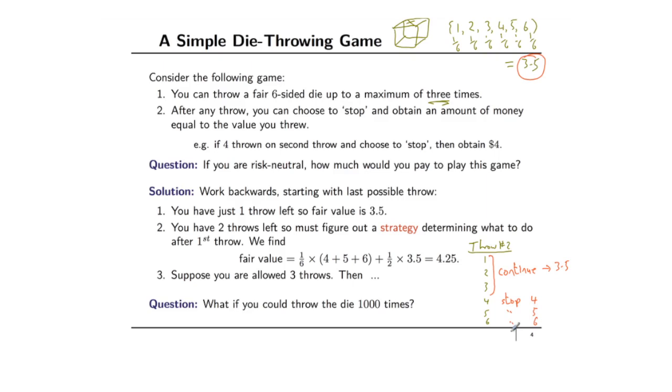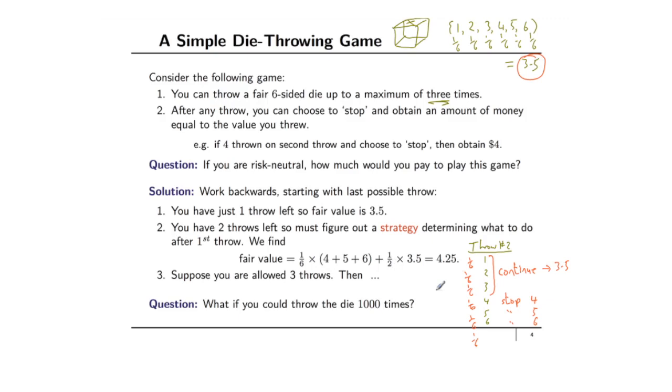So the fair value of the game with 2 throws remaining is 1/6 times 3.5 plus 1/6 times 3.5 plus 1/6 times 4 plus 1/6 times 5, and so on. So the fair value of the game is 1/6 times (4 plus 5 plus 6) plus 1/2 times 3.5, which is 4.25. So that's the fair value of the game if there's 2 throws remaining.